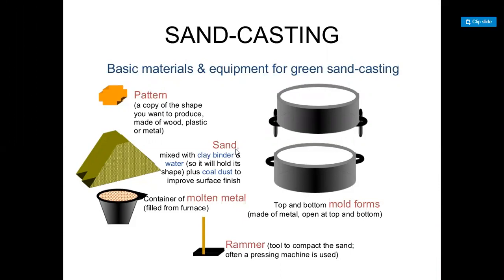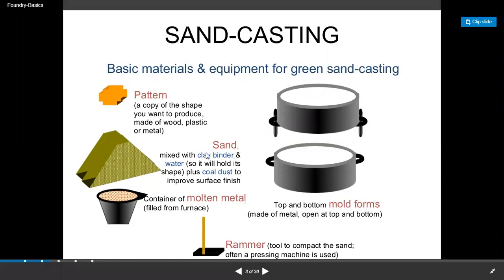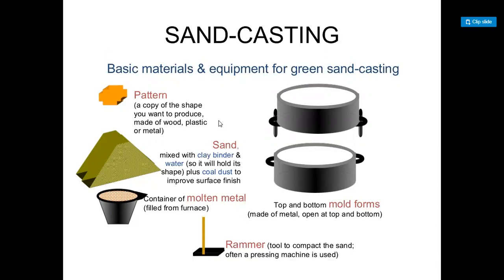Okay, so the sand is mixed with clay binder and water so it will hold its shape, plus coal dust to improve surface finish. So in that, we cannot take only sand. It is a mixing of different components. Suppose, for example, we take silica sand. It is mixed with clay binder and water. Why is it mixed into the silica sand? So the strength of this sand should be increased.